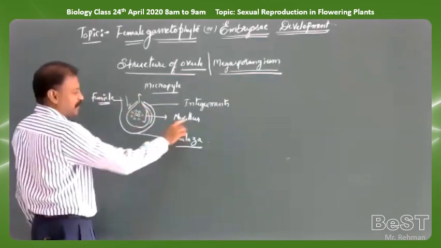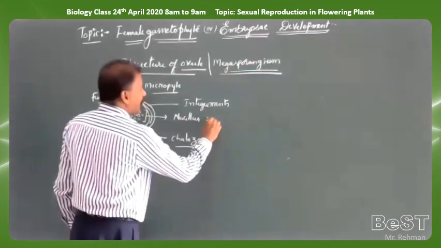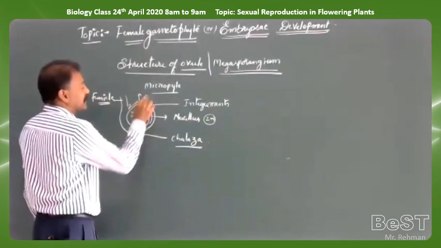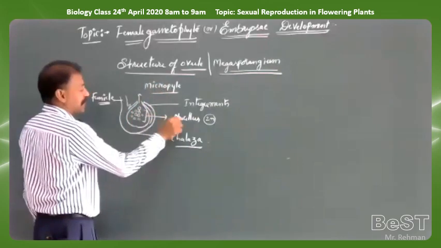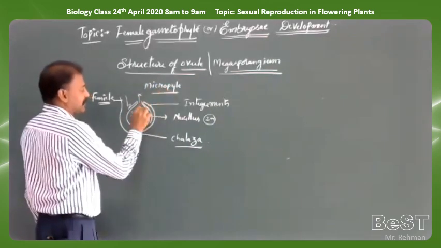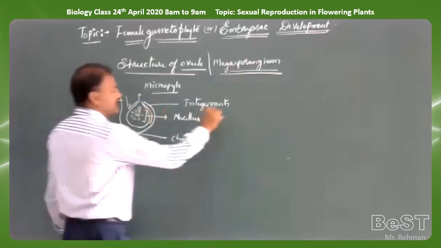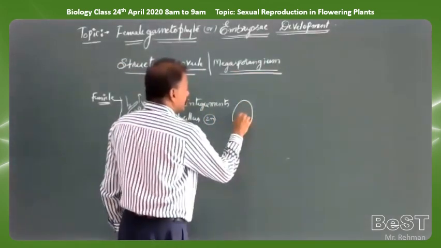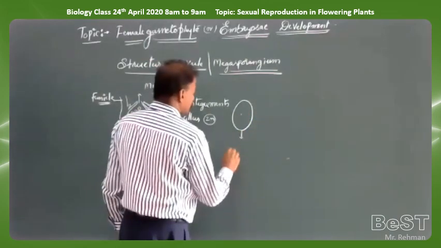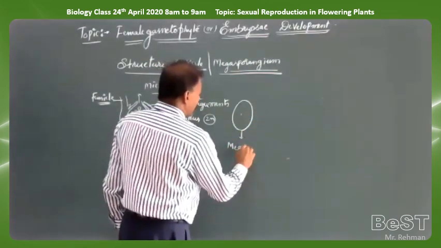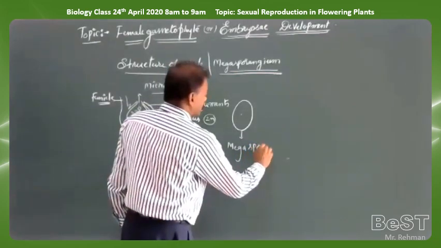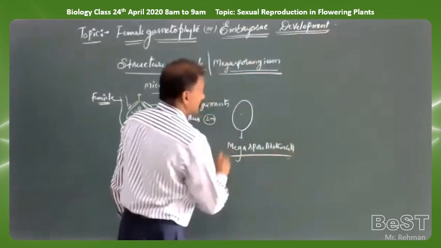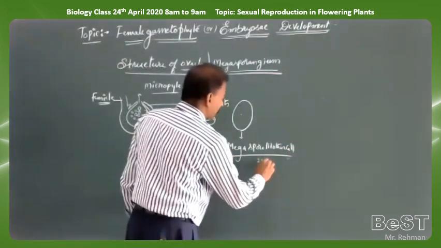Out of the so many nucellus cells which are diploid in ploidy, one nucellar cell which is towards the micropyle is differentiated or changed. It becomes the megaspore mother cell, which is also diploid.